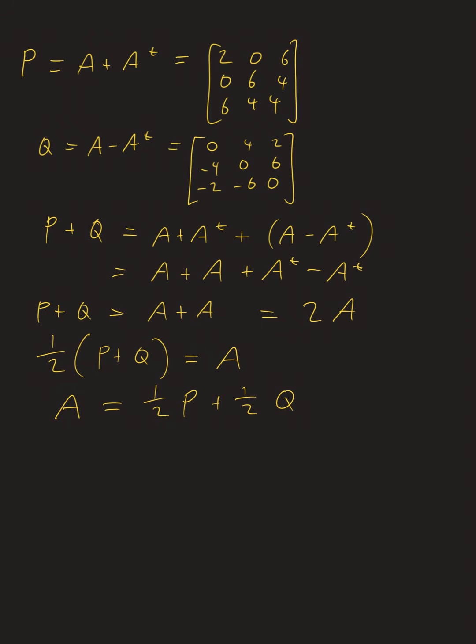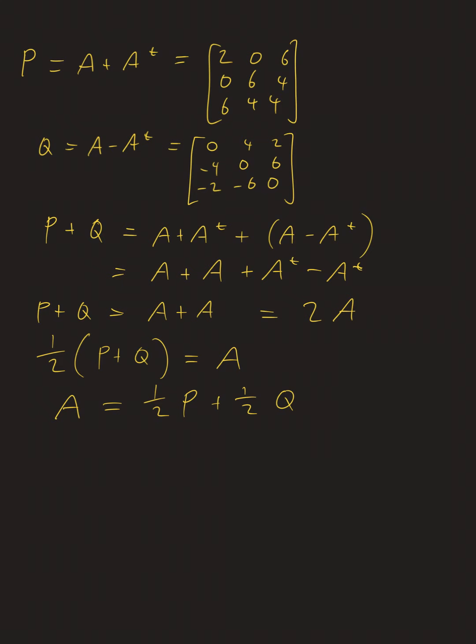Now we're looking at a particular matrix A here, but you could actually do this for any matrix, in that you could express it as a sum of a symmetric matrix and an anti-symmetric matrix. So any square matrix that you encounter you can break it up into a sum of a symmetric and an antisymmetric matrix.